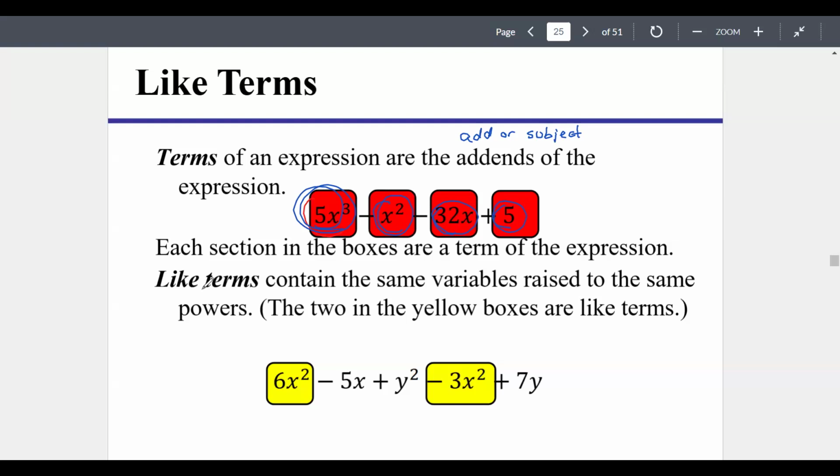So like terms contain the same variables raised to the same power. So in this case down here, we have 6x squared minus 5x plus y squared minus 3x squared plus 7y. The things that are actually like terms would just be the parts in the yellow box right here, because we have an x squared and an x squared. So same variable, both x to the same power. However, this is not a like term to 6x squared because that's just x to the power of 1. Y is squared, but it's not the same variable as x. So that one doesn't count, and this is just not the same variable.